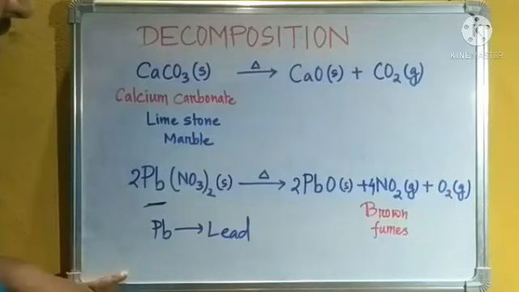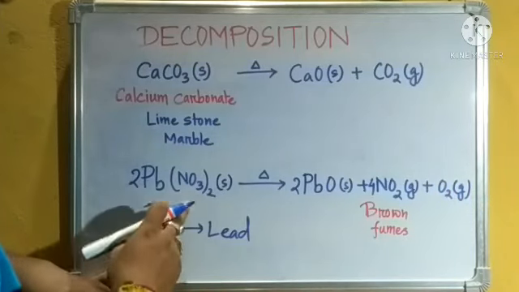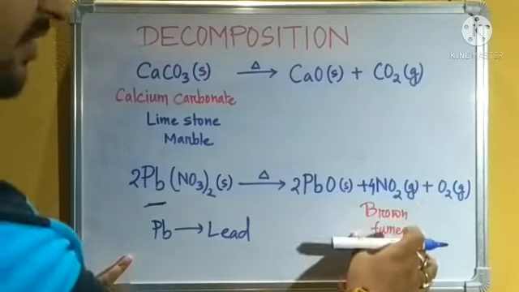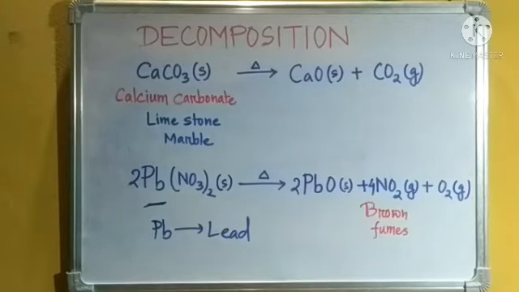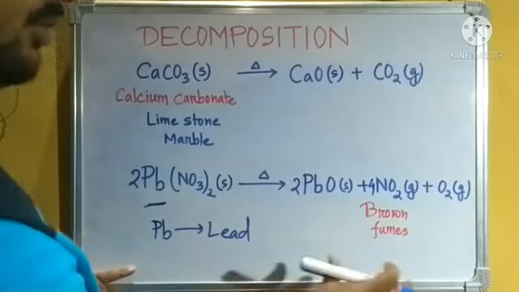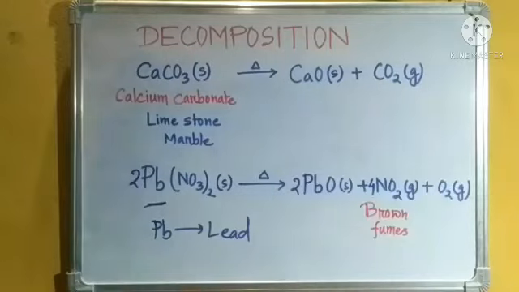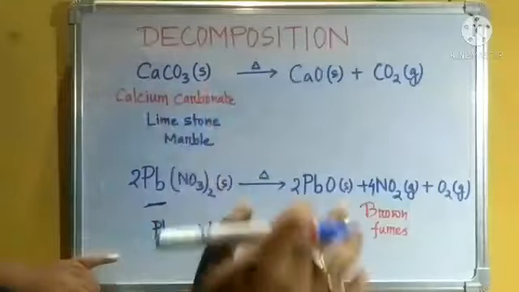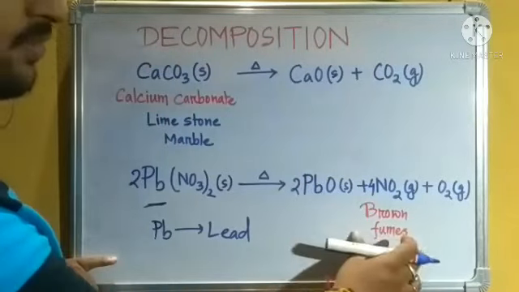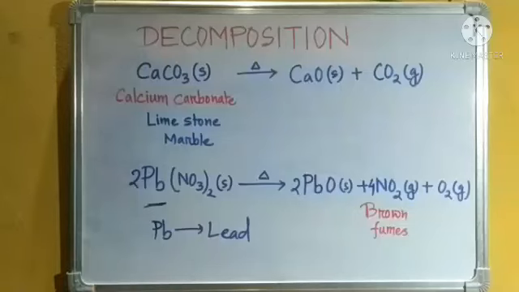Okay, and oxygen. One interesting thing that happens during this reaction is, when we heat lead nitrate, we get nitrogen dioxide, and when this nitrogen dioxide comes out of the tube as a gas, its color is brown. So you will see some brown fumes, some brown smoke, appear. These are generally known as brown fumes, and they are of nitrogen dioxide.